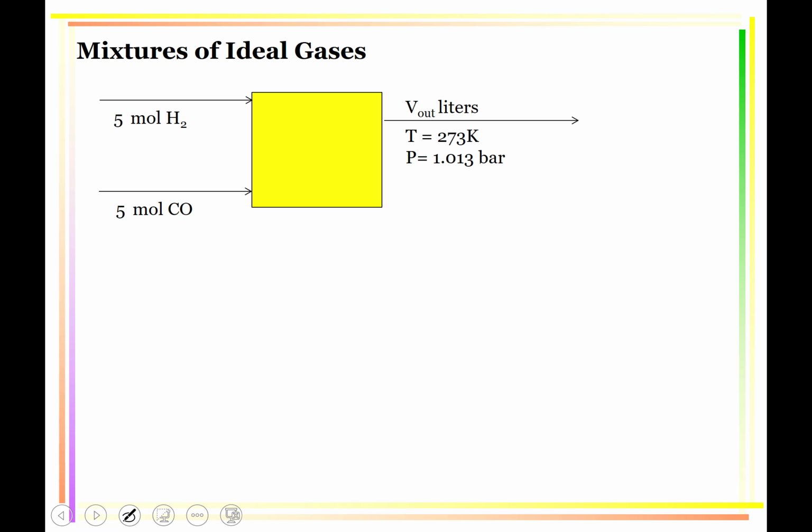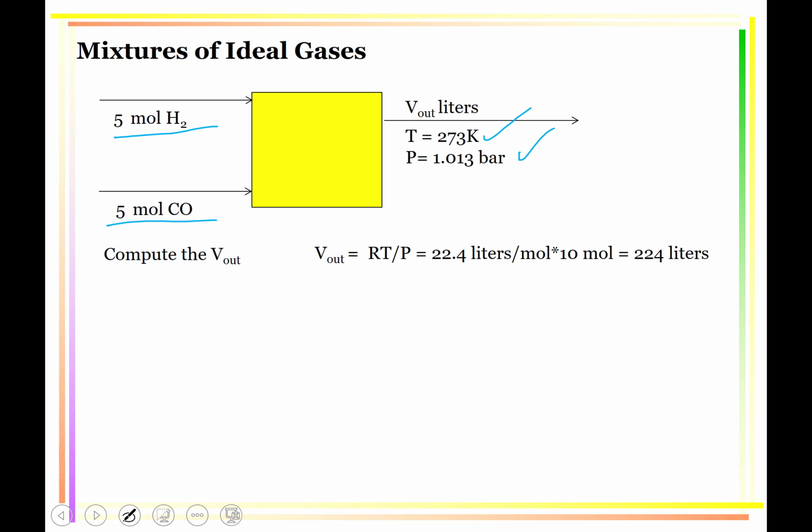So next we can look at if we have mixtures of ideal gases. In this case, we have 5 moles of hydrogen and 5 moles of CO coming together, mixing, and the temperature is 273 Kelvin and pressure is 101.3. So we're going to compute the volume out using R times T divided by P. And here we have 10 moles. So 22.4 liters per mole times 10 moles is equal to 224 liters.